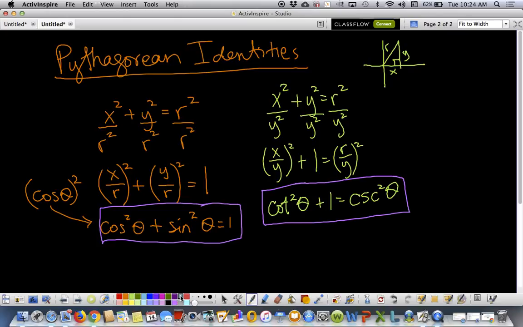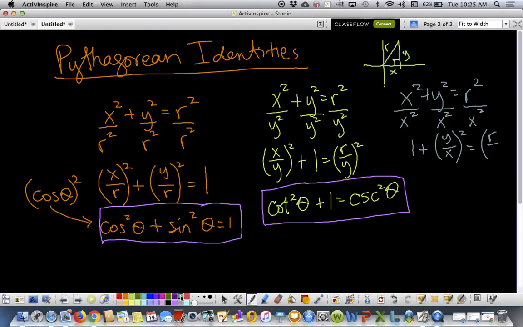All right, and lastly, if we take this equation, x squared plus y squared equals r squared, and divide, the only thing we haven't divided by is x. So if we divide it by x squared, what are we left with? X squared over x squared is 1, y over x squared, and r over x squared. So what is your y over x? Y over x is opposite over adjacent, which is tangent. So we have 1 plus tangent squared theta equals, now x over r is cosine, so r over x, the reciprocal of cosine, is secant squared theta.